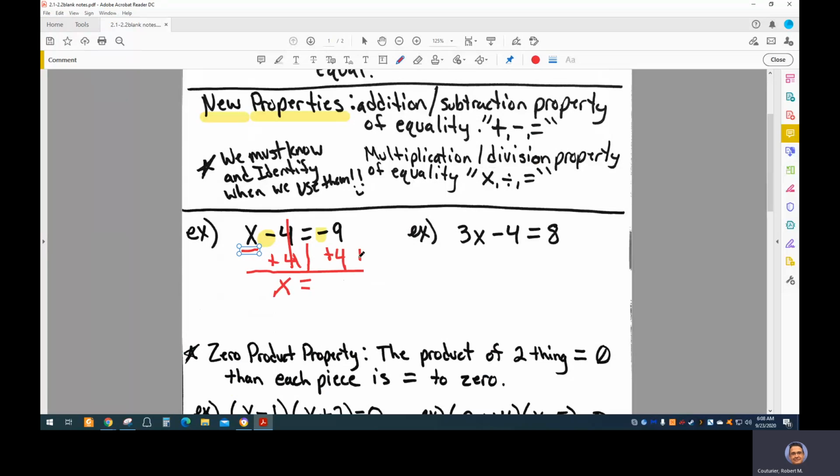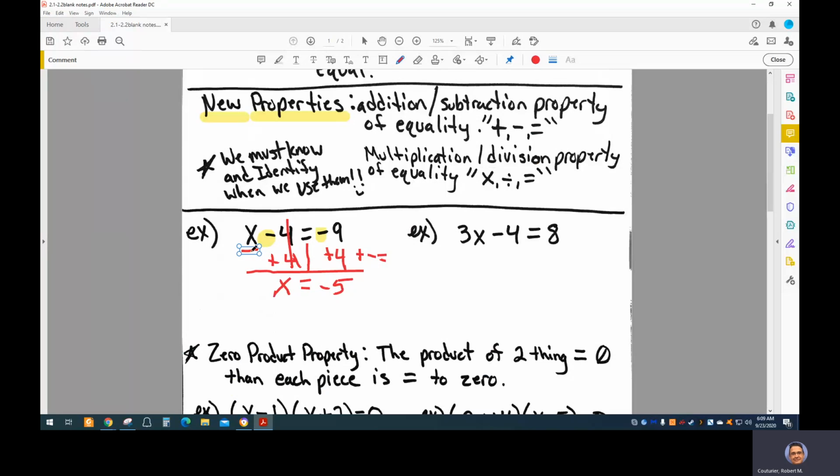So this step here is the addition/subtraction property of equality. Notice I justified why I did this. Now we can do this math. Negative 9 plus 4. If you're still having a hard time with this, if you see negative numbers, consider it like money. I owe somebody $9. I pay them back 4. So how much do I owe them? Because the negative number is bigger than the positive, I still owe them 5. So we think that x equals negative 5.